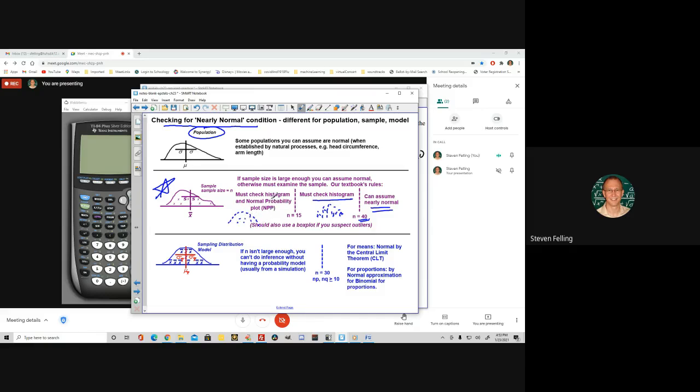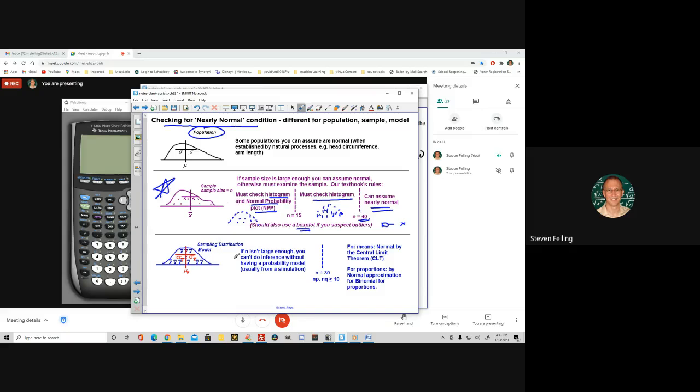So you're required to check a histogram, but also use a normal probability plot, which we'll do an example of that too. And if you think there's outliers, you can use the box plot to see if it shows you any outliers, because you want to make sure there's no outliers and that it's nearly normal, right?